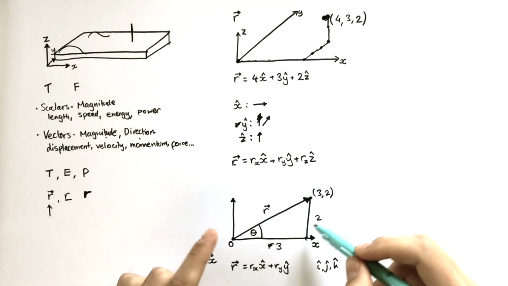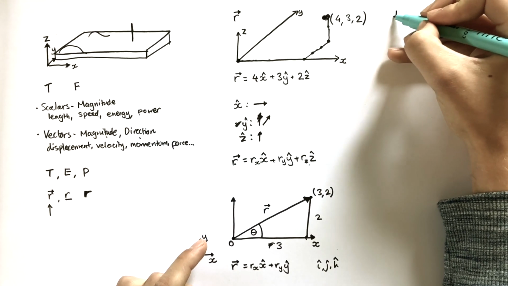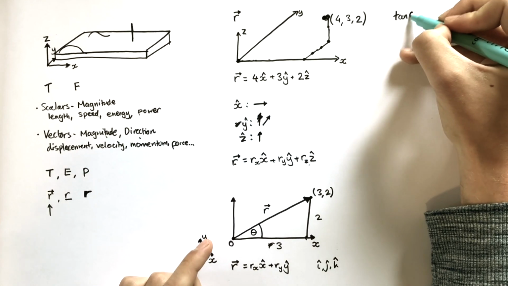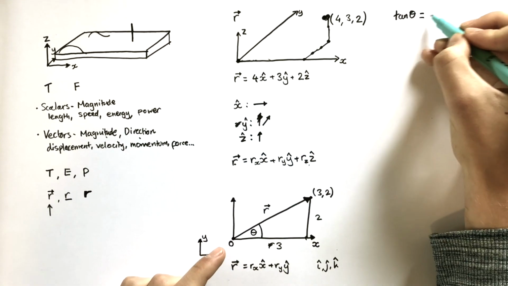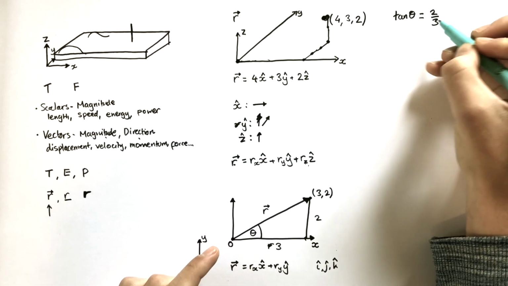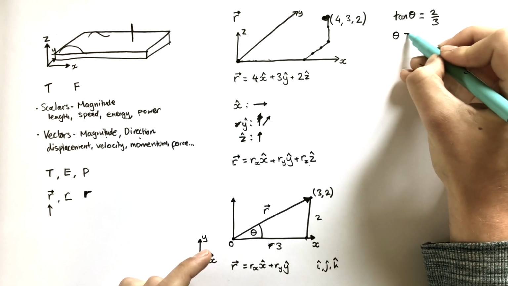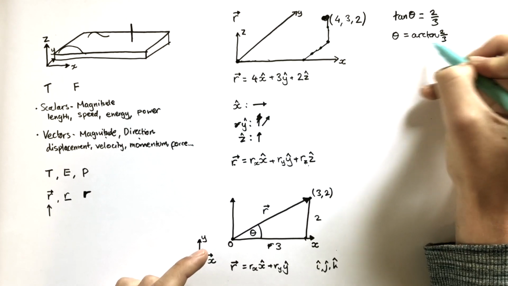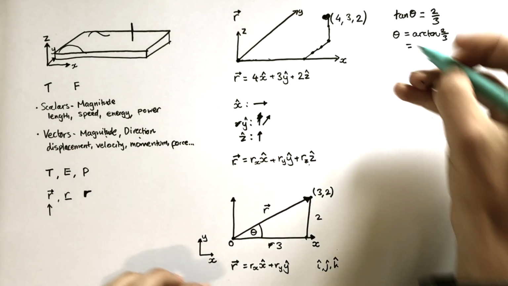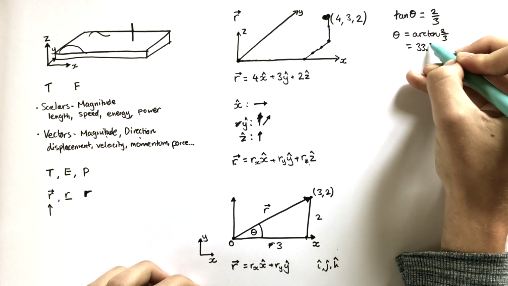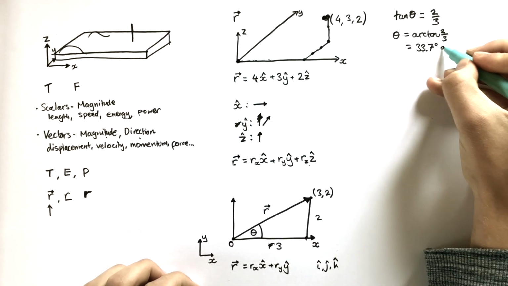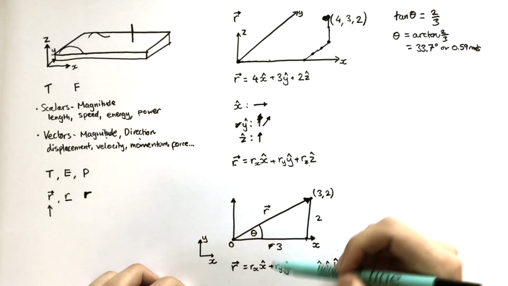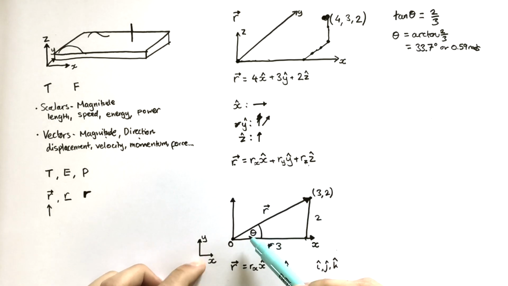To work out theta from the things that we know, we need to use the tangent function. And so from here we can see that tan of theta equals 2/3. And so theta in this case equals arctangent of 2/3, which is 33.7 degrees or 0.59 radians. So that's how we calculate the magnitude and direction of any vector.